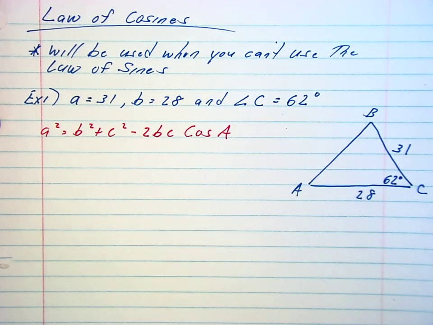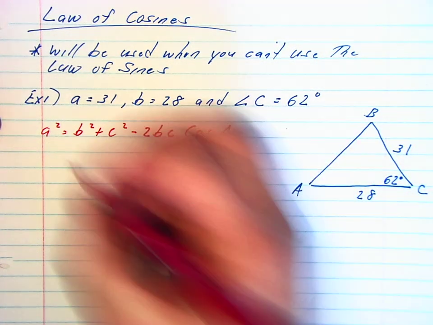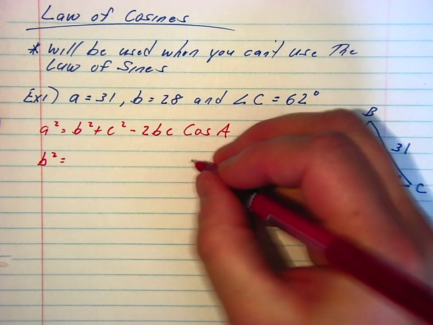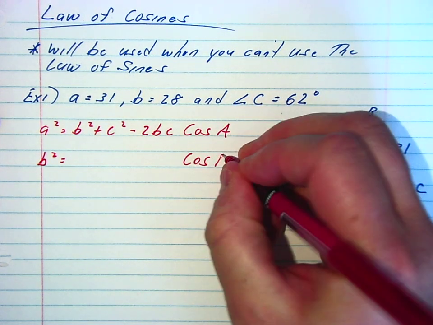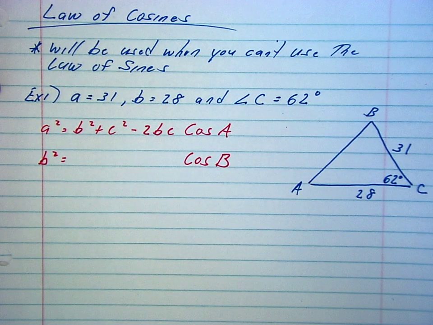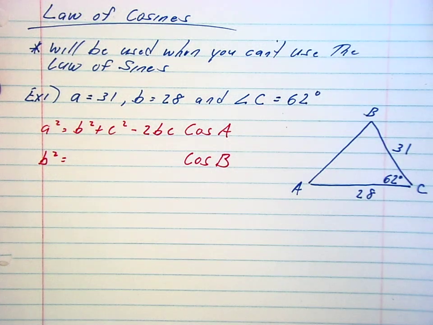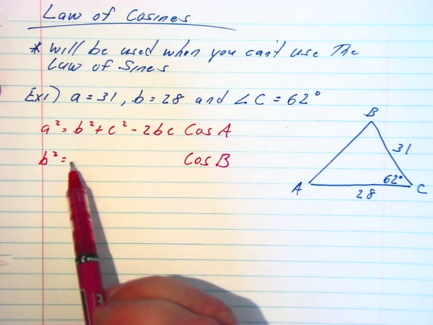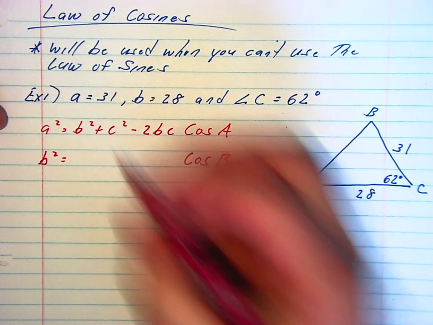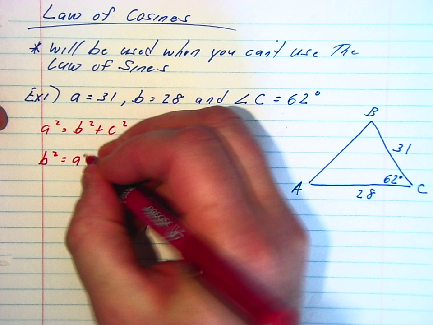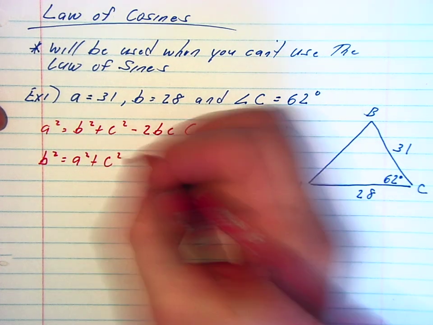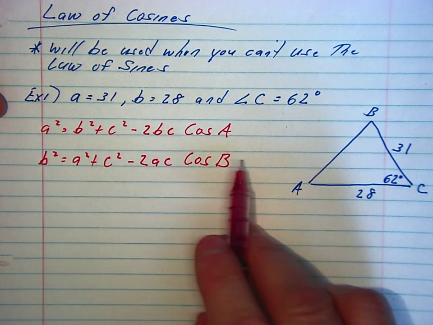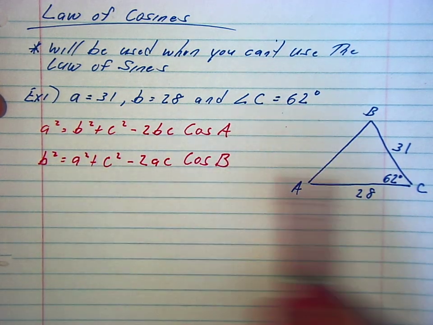If I wanted another version of this, I could do the B version of this, which would start with side B. It would end with the cosine of B. And then every other letter is going to be A and C, your other two sides. So it starts and ends with the same letter, and then every other letter is the other two letters. So I need A and C. So I would just say A squared plus C squared minus 2AC, and that's the B version. That would be the formula you use if you had angle B.